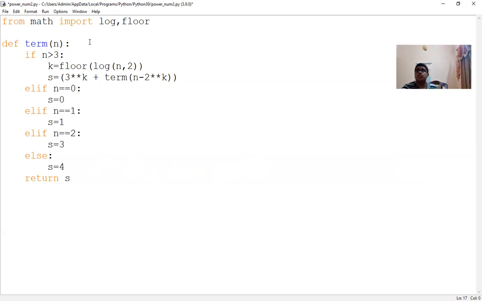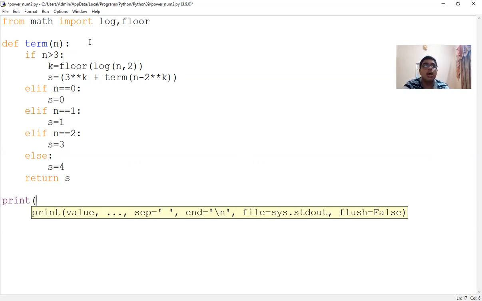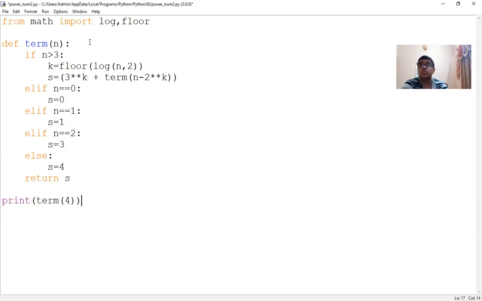Now let us check for a few values whether it's giving the correct answer. Let us say I want to calculate the fourth term of the sequence. I will print, calling the function term of 4. What should it actually give? 9 is the desired output. There you have the 9. And say you want the 7th term. What was the 7th term expected to be? 1, 3, 4, 9, 10, 12, 13, if you remember. So 13. Is it correct? Yes, 13 is correct.